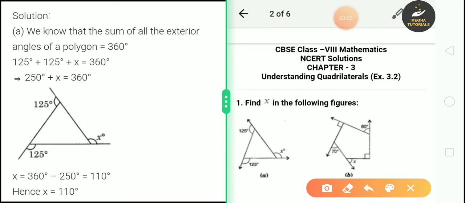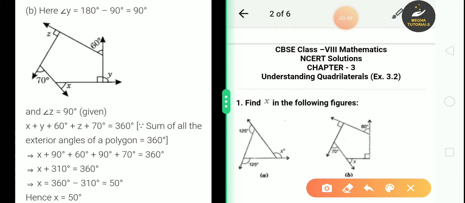Okay, we know that the sum of all the exterior angles of a polygon is equal to 360 degree. So 125 degree, 125 degree and x. These three are exterior angles of the given figure. Therefore, we can write 125 degree plus 125 degree plus x is equal to 360 degree. Then 250 degree plus x is equal to 360 degree. Then using transposition we can write x is equal to 360 degree minus 250 degree, which is 110 degree. Therefore x is equal to 110 degree. This is your answer of question 1.